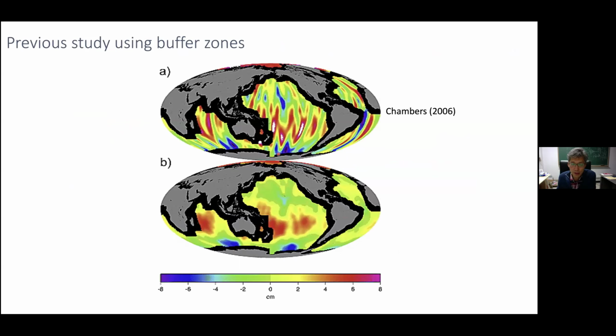This figure comes from a geodetic paper by Chambers in 2006. He used a 500 kilometer buffer zone, shown here in black. He calculated ocean mass change from GRACE data by excluding the ocean region in the buffer zone. So this method is quite straightforward and effective to suppress the leakage effect, but at the same time, we are losing some important ocean signal along the coastal region.